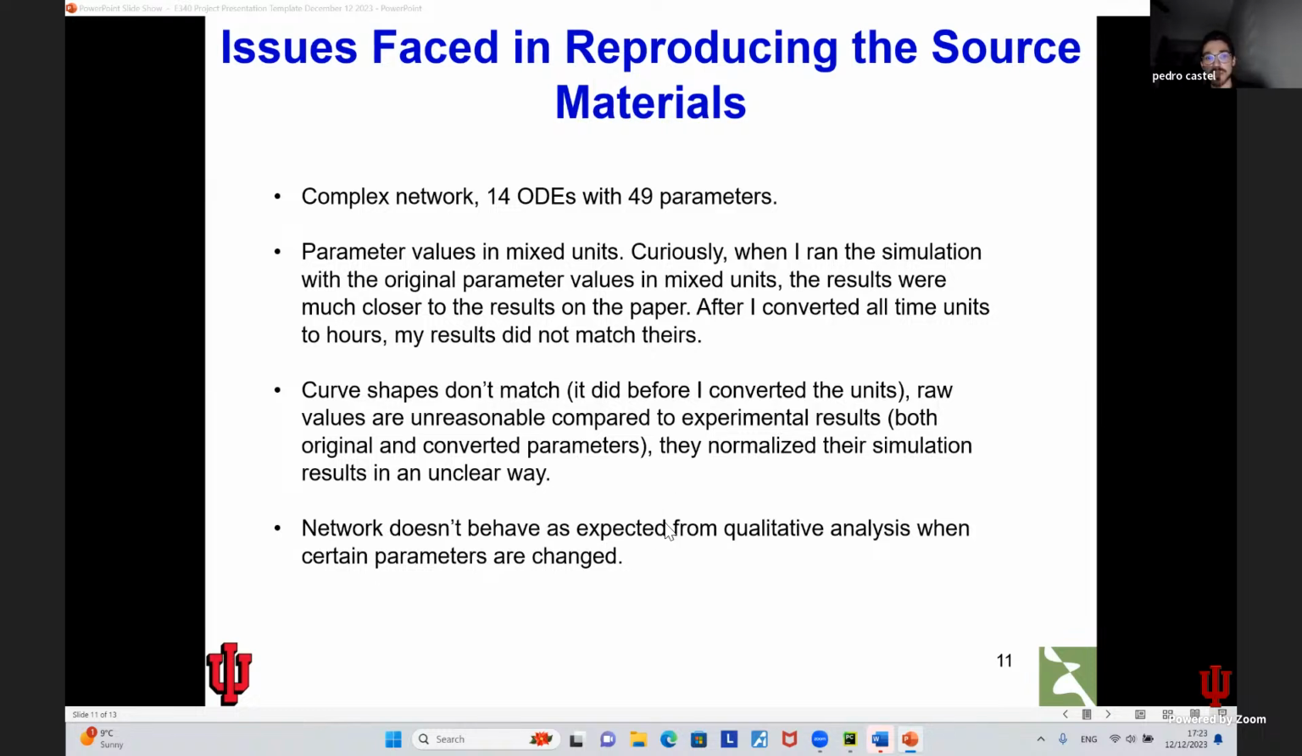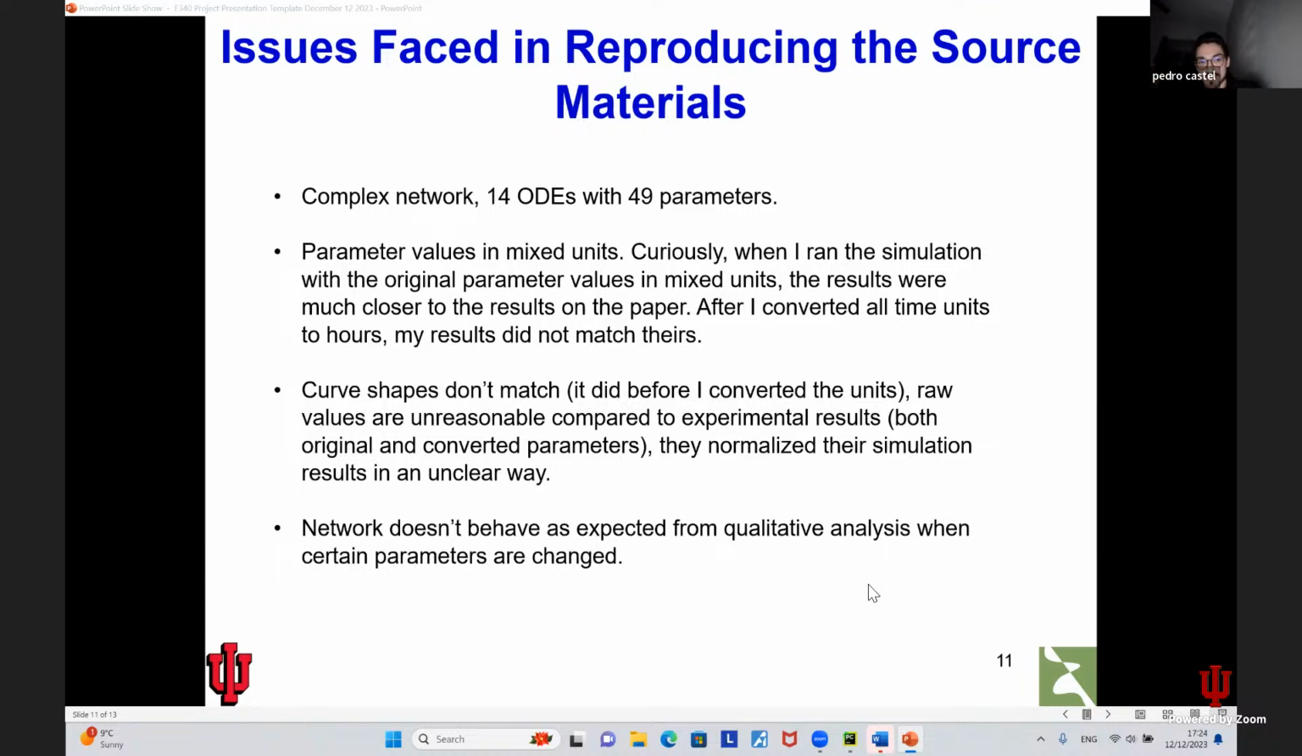And something that really worries me is that some behaviors do not match what I expected qualitatively. So for example, when I increase a certain parameter, a certain curve doesn't change much as I expected, or if I decrease something to 0, it doesn't change something, which is worrying in my opinion, but it could be the case that I simply did not fully understand the network.